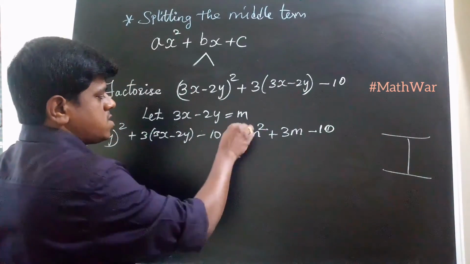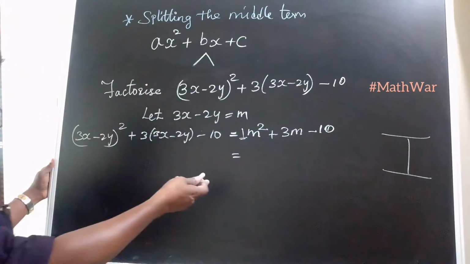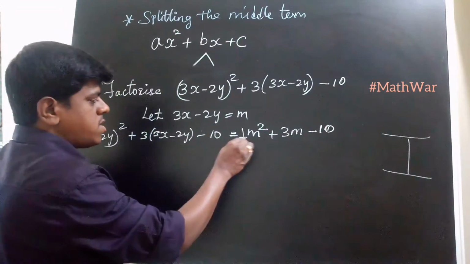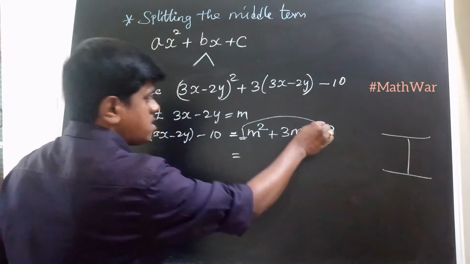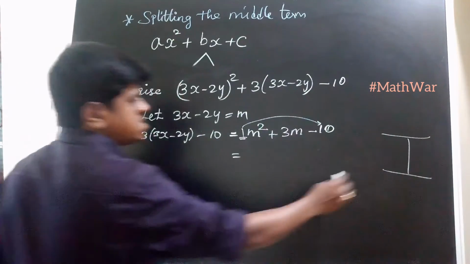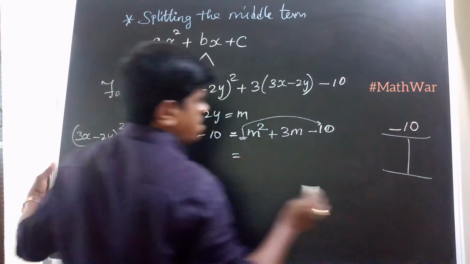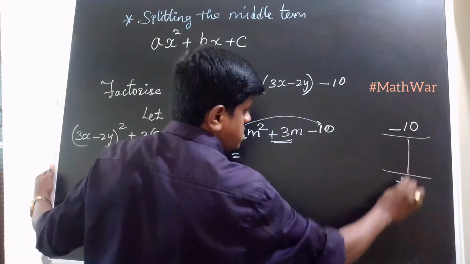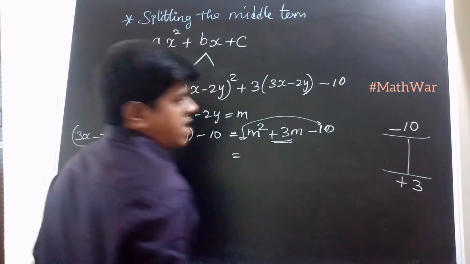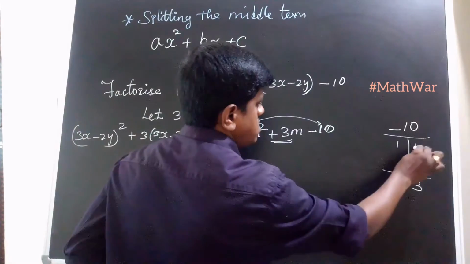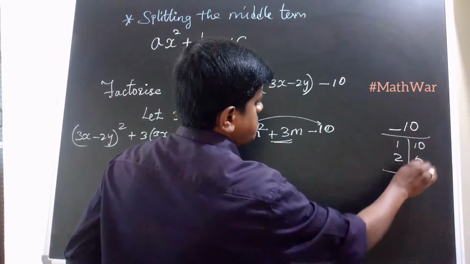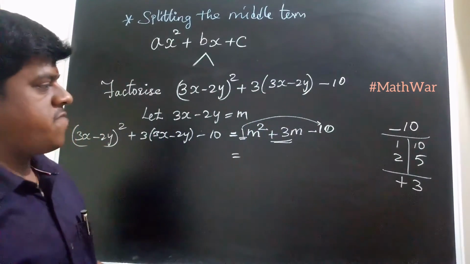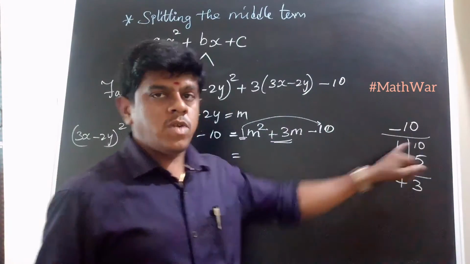Coefficient of x square is 1, that is coefficient of m square. Here variable is m. Coefficient of m square is 1. That should be multiplied by the constant. So 1 into minus 10 is minus 10. And coefficient of m term, that is the middle term, is plus 3. That should be written here. And the factors of 10 we will write. It is 1 into 10, 2 into 5. These are the two different types of factors that will come. 1 into 10 and 2 into 5.